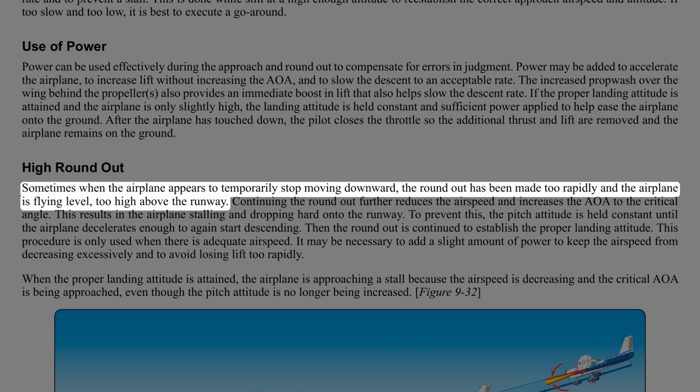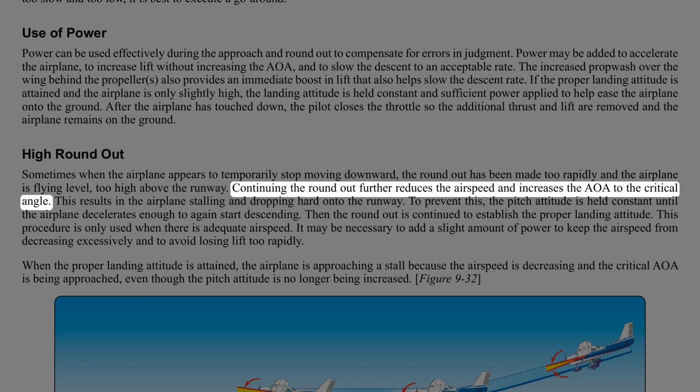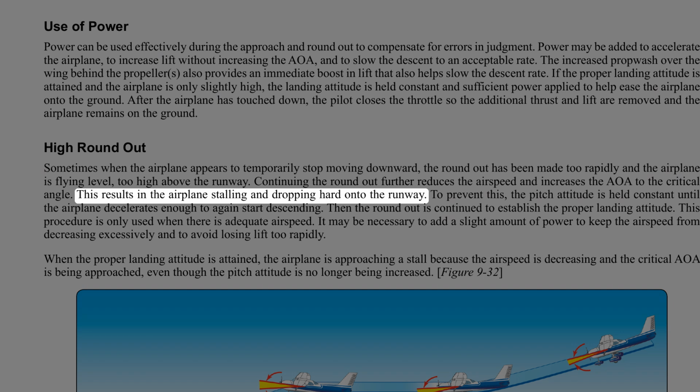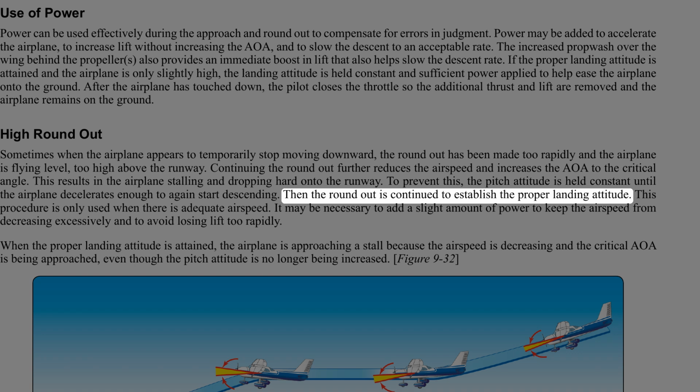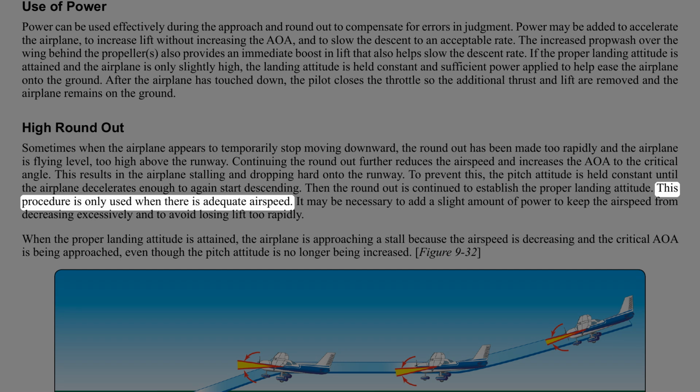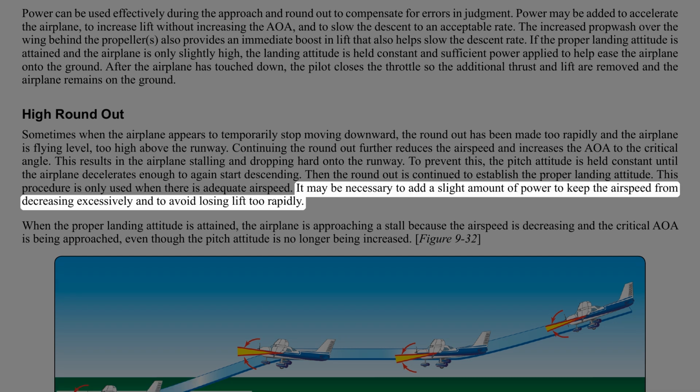High round out. Sometimes when the airplane appears to temporarily stop moving downward, the round out has been made too rapidly and the airplane is flying level, too high above the runway. Continuing the round out further reduces the airspeed and increases the AOA to the critical angle. This results in the airplane stalling and dropping hard onto the runway. To prevent this, the pitch attitude is held constant until the airplane decelerates enough to again start descending. Then the round out is continued to establish the proper landing attitude. This procedure is only used when there is adequate airspeed. It may be necessary to add a slight amount of power to keep the airspeed from decreasing excessively and to avoid losing lift too rapidly.